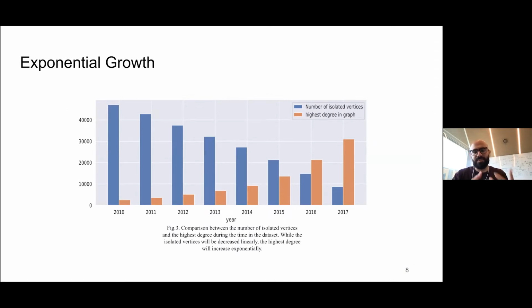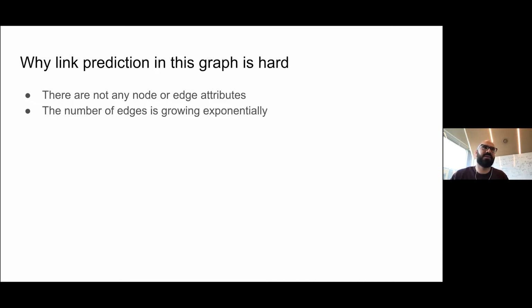In order to study the exponential growth in more detail, we have this plot that shows the number of isolated vertices in this graph, which, as you can see, is decreasing linearly, but the highest degree in the graph is growing exponentially. And it gives us an intuition about how this graph is formed. The number of the highest degree is increasing exponentially, which means that the highest degree nodes are getting connected to all other nodes. I will explain this later in this talk in more detail.